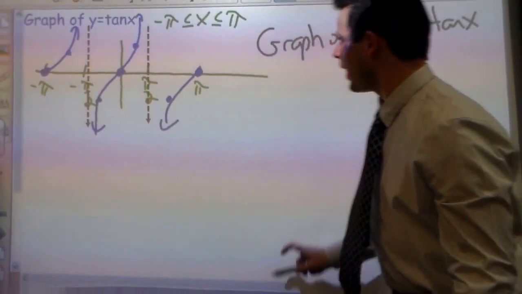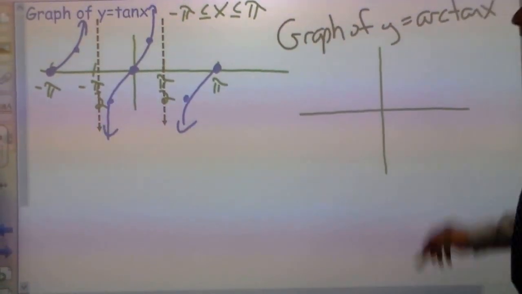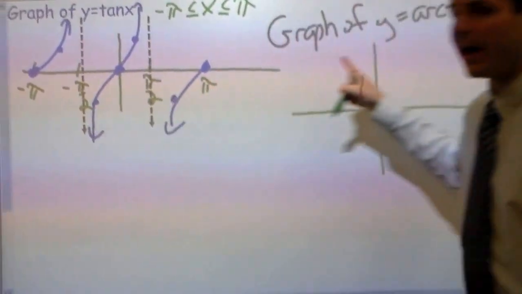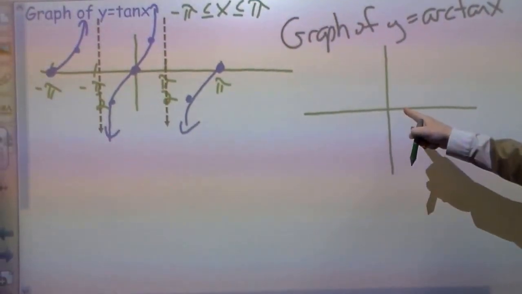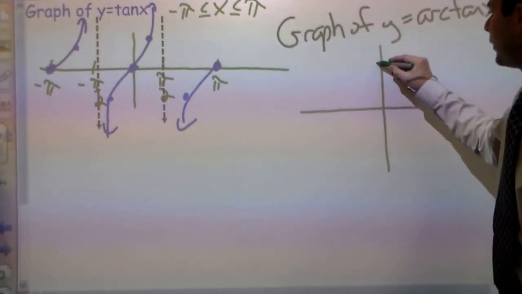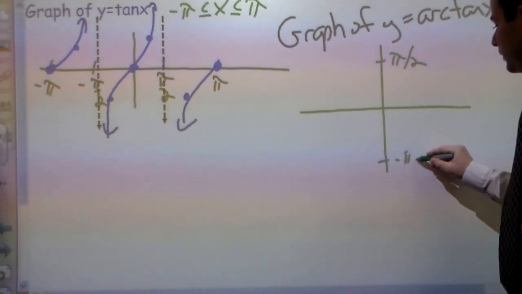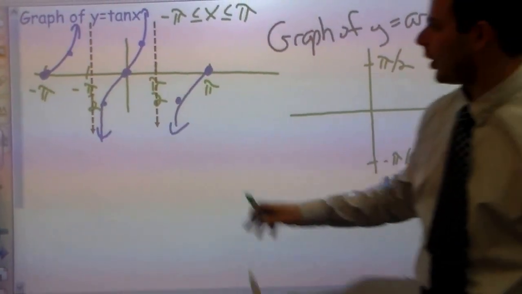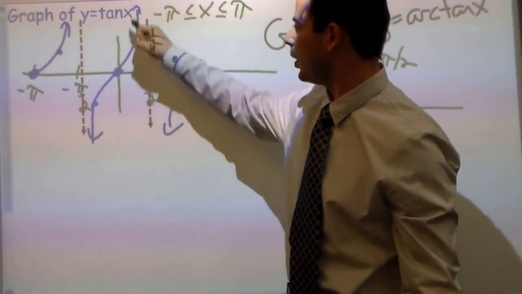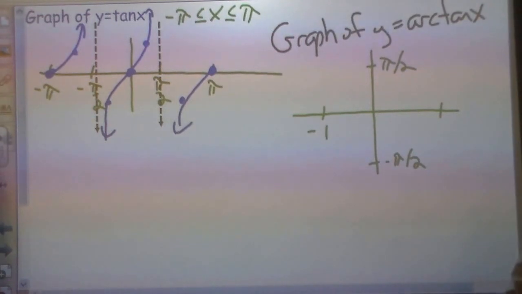Okay, so to do that, let's set up an axis. Our old x-axis was in radian measure, which means our y-axis will also be in radian measure. Okay, so let's restrict our domain from negative pi over 2 to pi over 2. And our y values are 1 and negative 1. Okay, this is all we have for tangent.